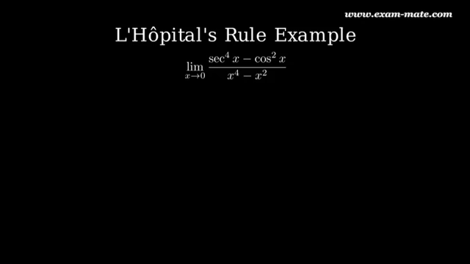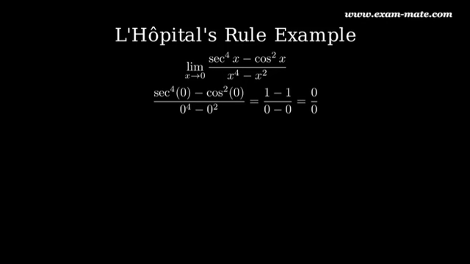First, let's try to evaluate this limit by direct substitution. When we plug in x equals 0, we get secant to the fourth of 0 minus cosine squared of 0 in the numerator, which is 1 minus 1, over 0 to the fourth minus 0 squared in the denominator, which is 0 minus 0. This gives us 0 over 0, which is an indeterminate form.